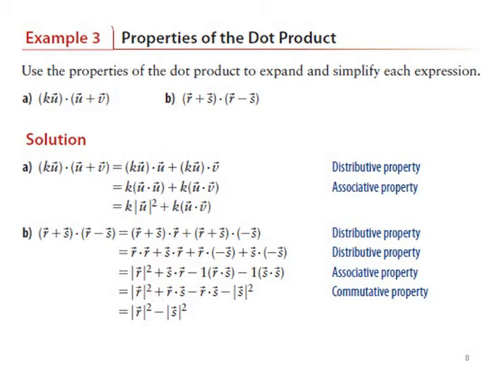The second part, we have (r plus s) dot (r minus s). So the dot product of r plus s and r minus s. So it's going to be the distributive property, (r plus s) dot r plus (r plus s) dot negative s. When we distribute it, it's going to be magnitude of r squared minus magnitude of s squared.